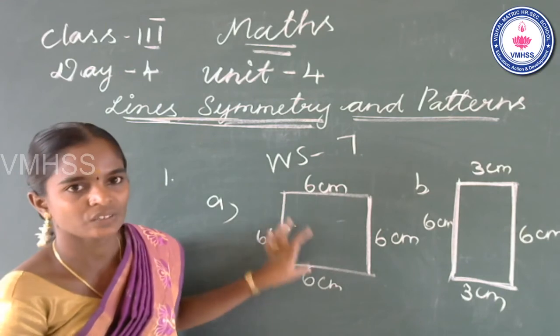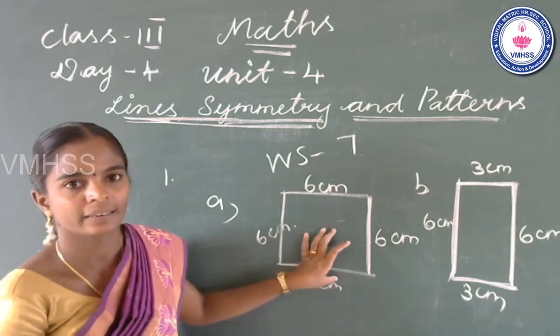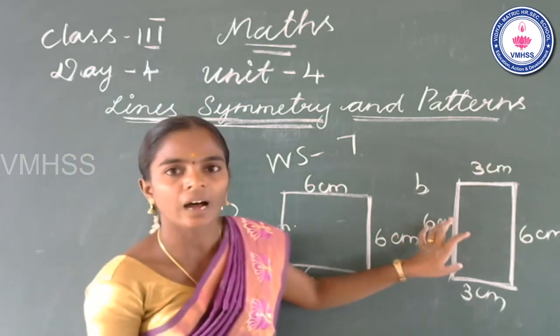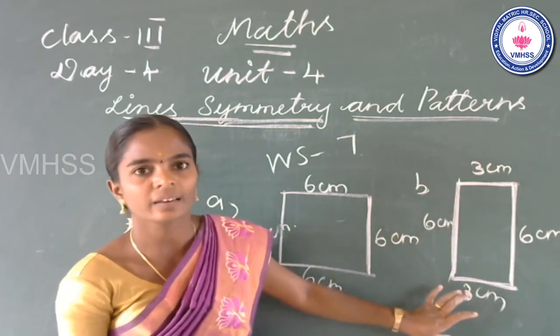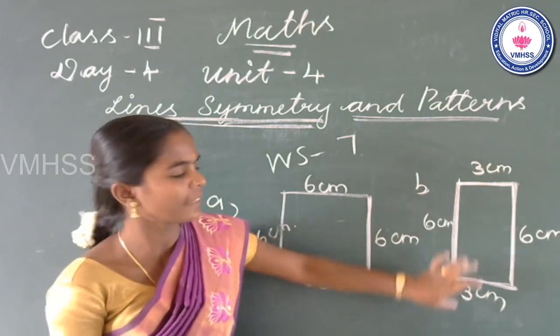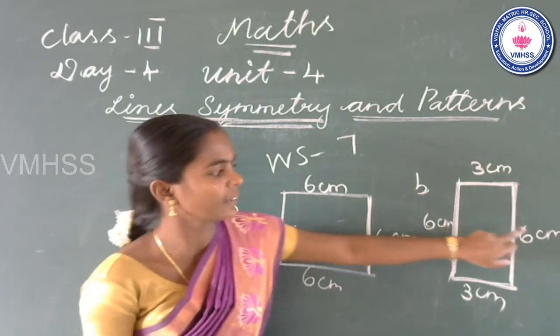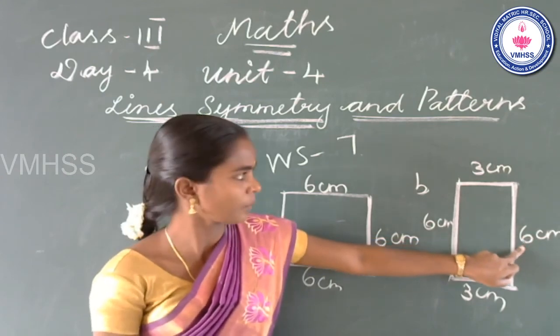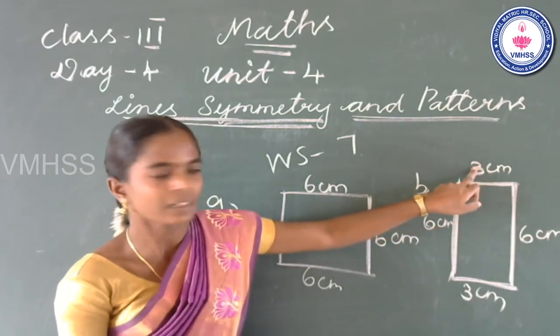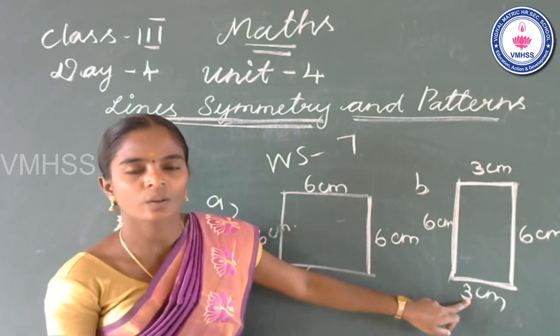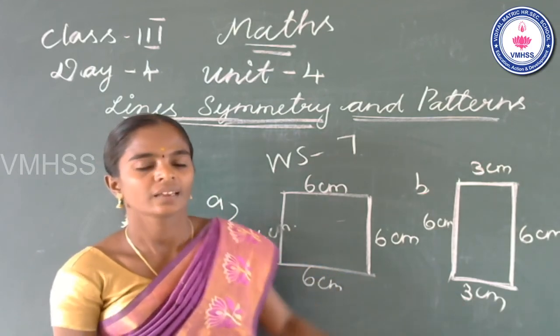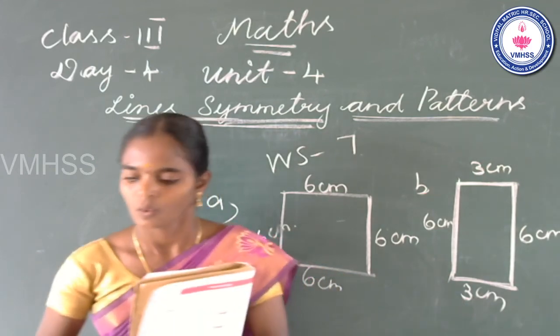In a square shape, all sides are equal length. In a rectangle, opposite sides are equal length. This side is 6 centimeter, and the opposite side is 6 centimeter. Next this side is 3 centimeter, and the opposite side is also 3 centimeter. Is it clear?